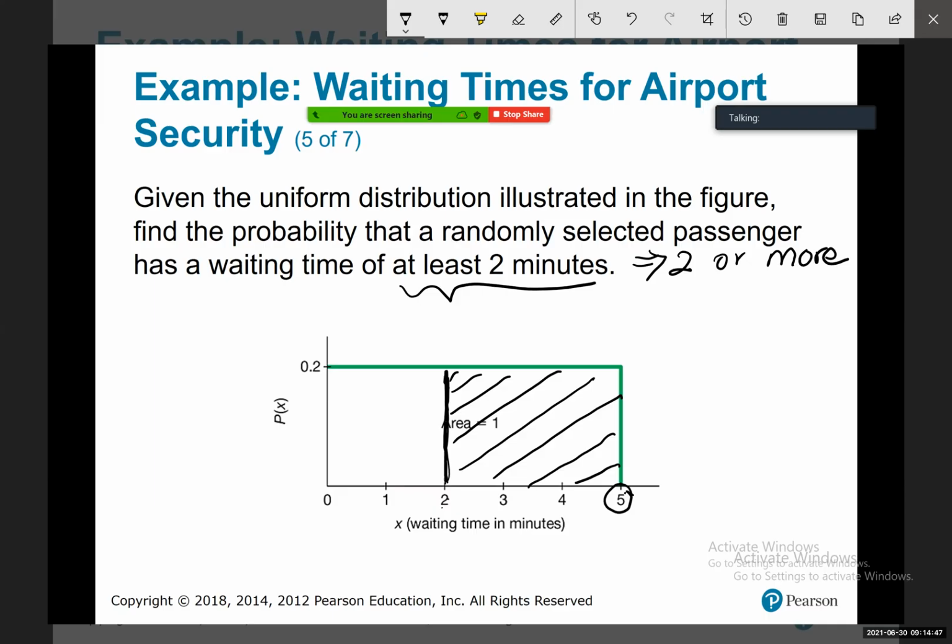What would be the area of this rectangle right here? You know the width, you know the length. Email that, chat it with me. Whatever the area under the graph is here is the probability of 2 or more minutes. 2 minutes or more.